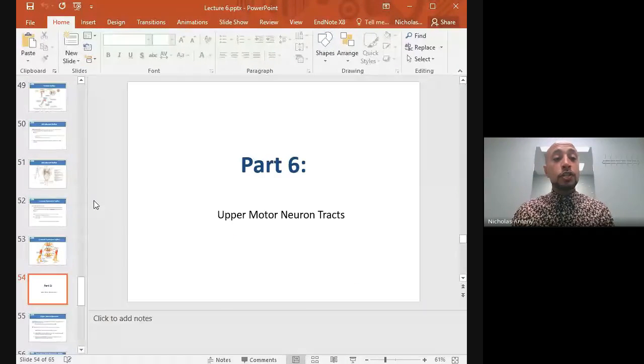So now we're just going to finish off with the upper motor neuron tracts, and it's not as complicated as the sensory tracts. Okay? Can I continue on, everyone? Or are there any questions?